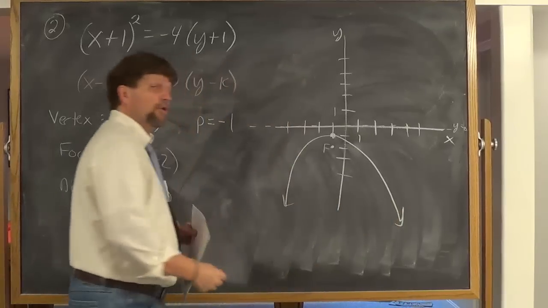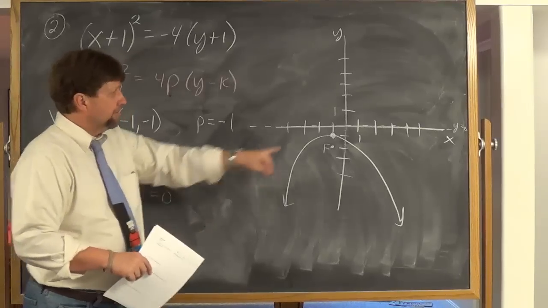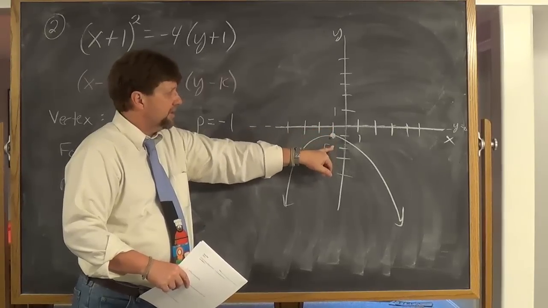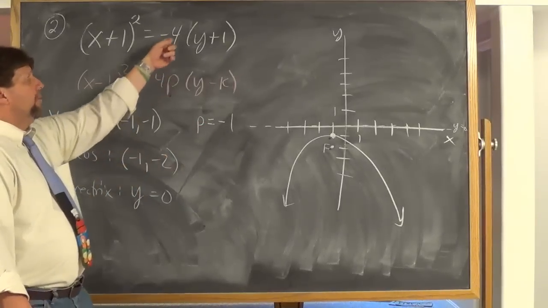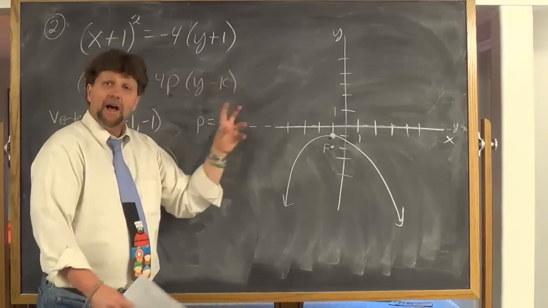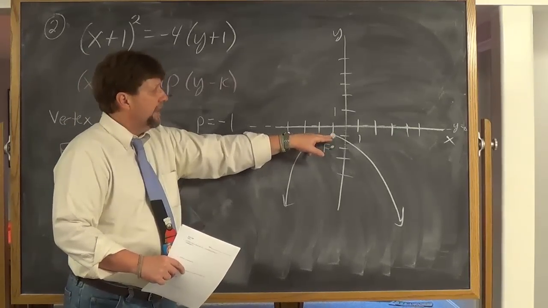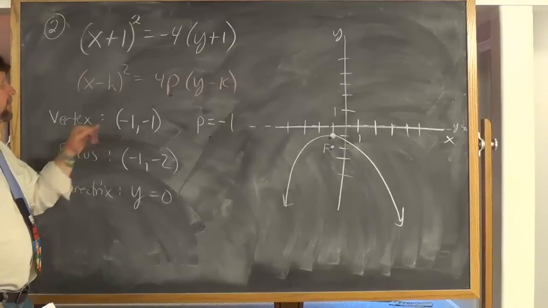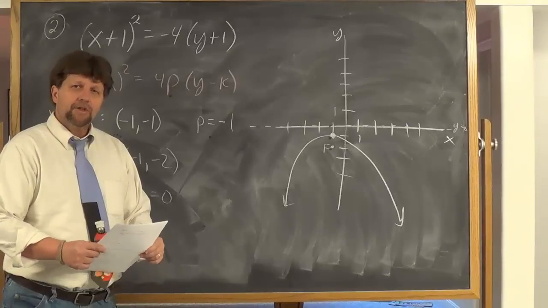Remember, the focus is always, quote, inside the parabola. Also remember that the vertex will be the midpoint between your directrix and your focus. So that's how I was able to use the counting trick. Once I found the vertex, and once I saw p at a value of -1, negative told me the parabola was sad. I find the focus inside the parabola, so I counted down 1 unit to get the focus, and then I went up 1 unit to get the equation for the directrix. So that's the vertex, that's the focus, that's the directrix, that's the graph. That's it for number 2.